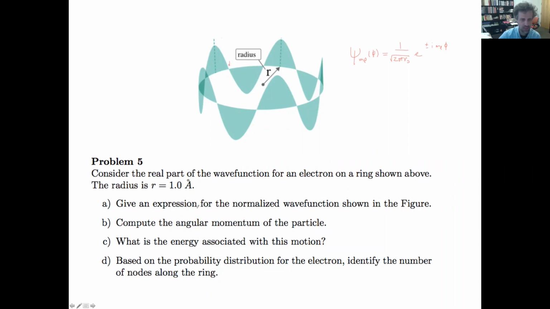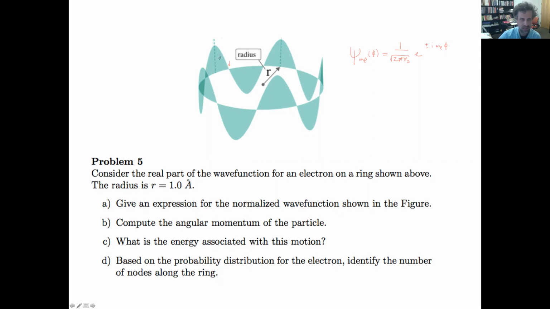It says, give an expression for the normalized wave functions shown in the figure. We already completed that, almost, because there's one more thing that we can fill out here, and that's going to be important as we move along with this question. We can actually count how many swings this wave function makes as it goes around the ring. Okay, so let's start over here. Let's take this as a starting point. We can take any point as a starting point because it's a ring. There is no beginning or end. But let's say I start at the arrow.